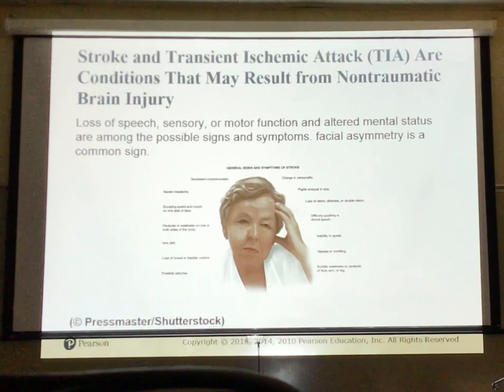They can have all of these other things. A change in personality. Where's your personality at in your brain? It is the front. It is the front side. Okay? Unequal pupil size. Drooping eyelids and mouth on one side of the face. The arm drift. Loss of bowel or bladder control. They can even have seizures. Okay? Nausea, vomiting.